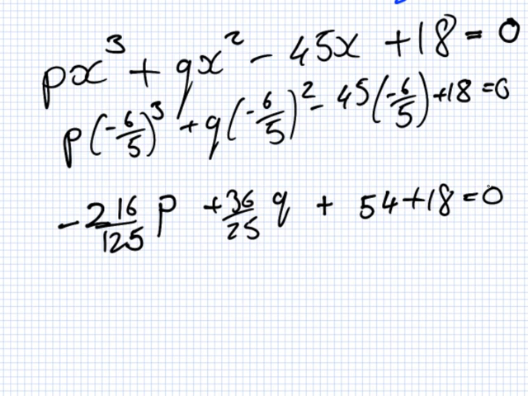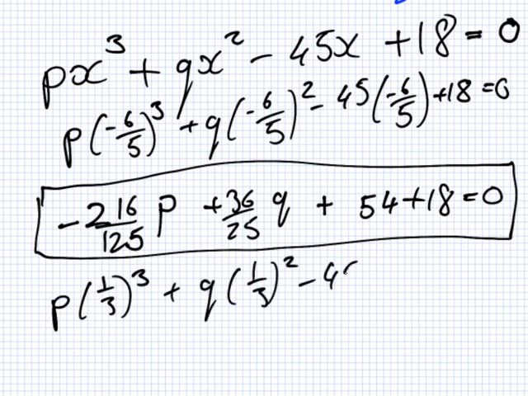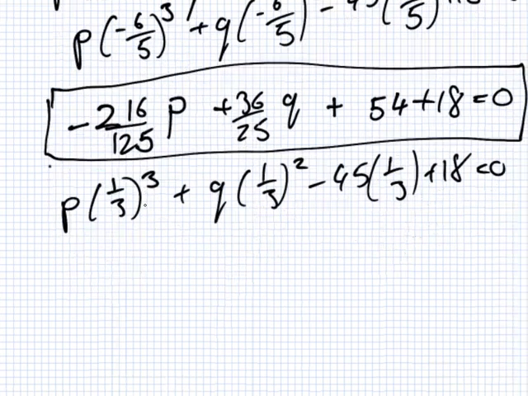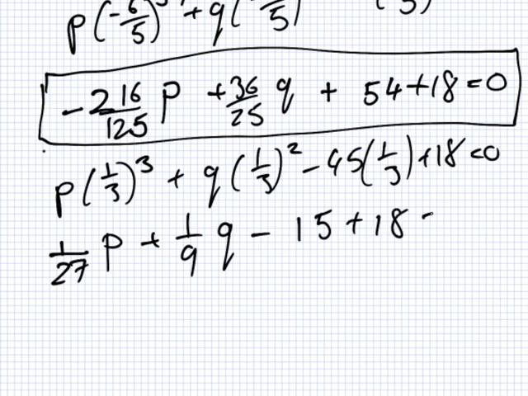Okay, next we need to put in 1 over 3. So I'll just put a box around this. And now I'll put in 1 over 3. So 1 over 3 cubed plus q, 1 over 3 squared minus 45, 1 over 3 plus 18 equals 0. Let's clean this one up. Now 1 over 27p plus 1 over 9q minus 15 plus 18 equals 0.